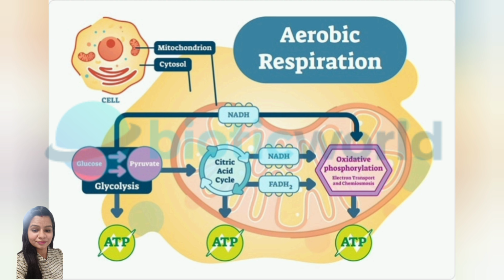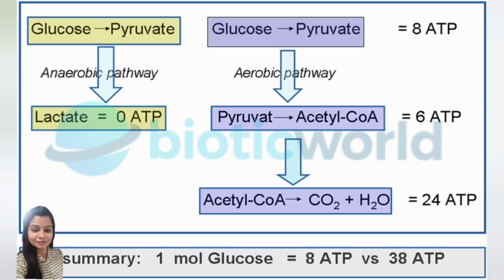It occurs in the cytoplasm because it's the cell's go-to process for breaking down glucose and generating energy, even in anaerobic conditions, like during intense exercise when oxygen is limited. Let's break it down into 2 phases: the energy investment phase and the energy payoff phase.